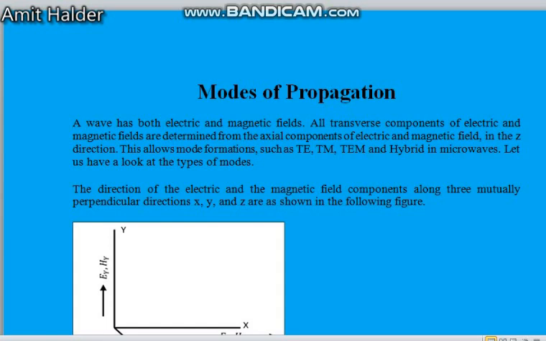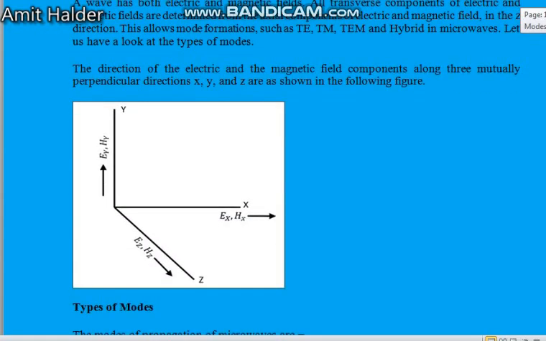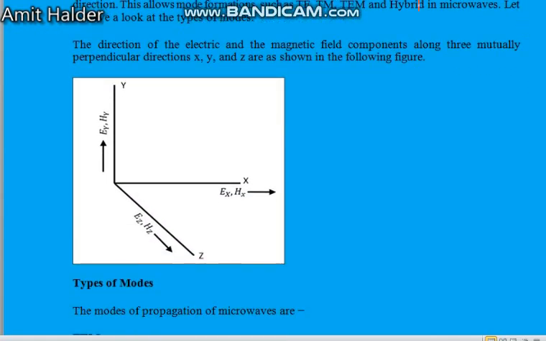So, what are the modes? We have to know. Generally, first of all, look at the figure. You can see here there are three axes for the three dimensional wave paths, that is EX, EY, EZ. Absolutely, you can know that where the electric field goes, the magnetic field will go with it, that is HX, HY, and HZ.